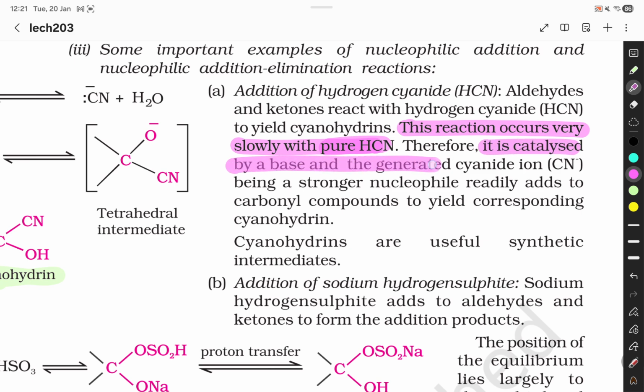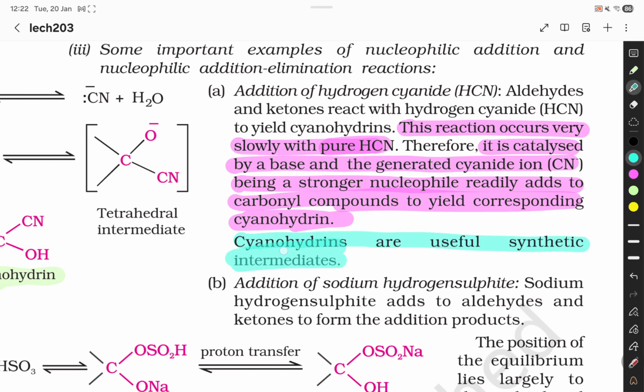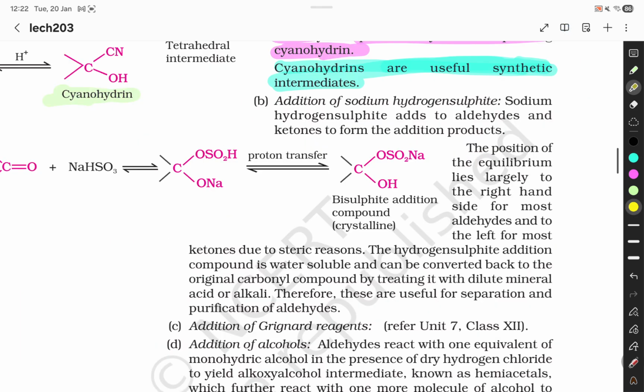It is catalyzed by base and the generated CN ion, being a stronger nucleophile, readily adds to carbonyl compounds yielding your corresponding cyanohydrin. They are also called useful synthetic intermediates. And yes, if they come in NCERT, if they come in mains, please put true. This part was covered in the NCERT video as well, but basically you have to remember that this is a crystalline compound. What else is crystalline?